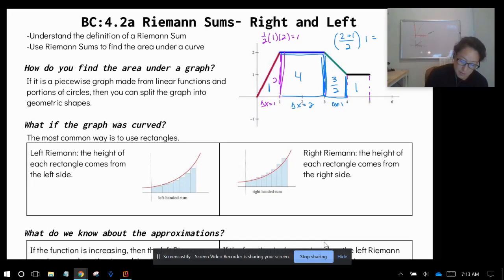We just add those up. Love myself an area model. So 1 plus 4 plus 1 plus 1.5 gives me 7.5. So the area is equal to 7.5 units. Okay, so that's what we're going to do today. We're going to make an approximation of an area underneath a curve using geometry.